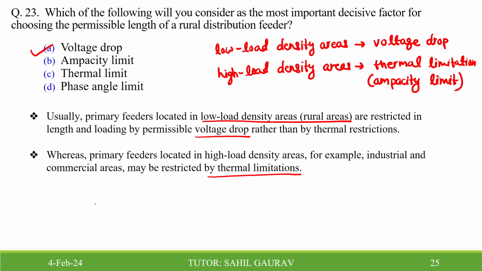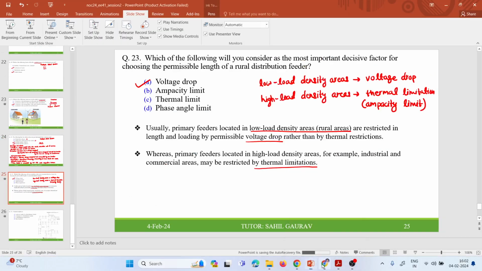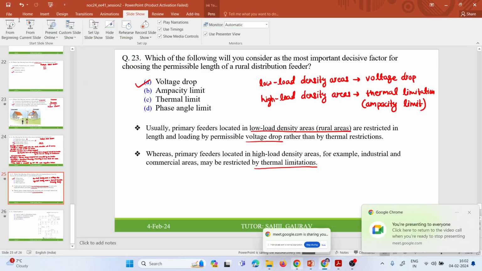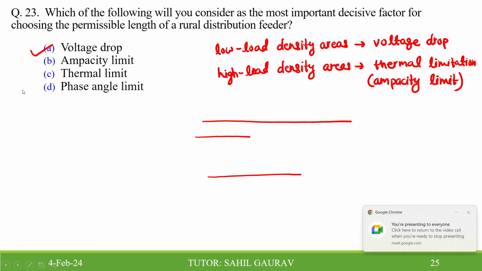For low density, sir, when we talk about rural distribution, the loads are very far away. So the longer the line, the more the voltage drop. That's the first one. And the second one is the thermal limitation, because the load is concentrated in a particular location, and the load is basically high at that place.